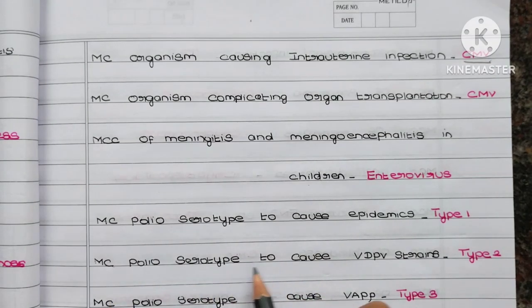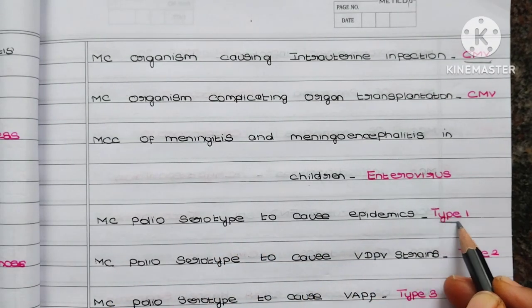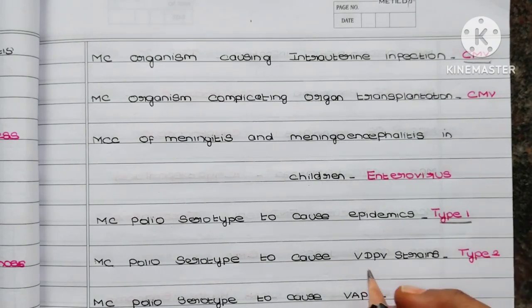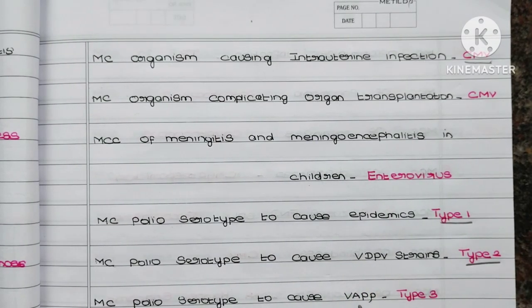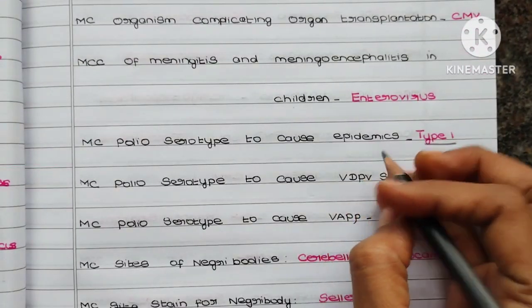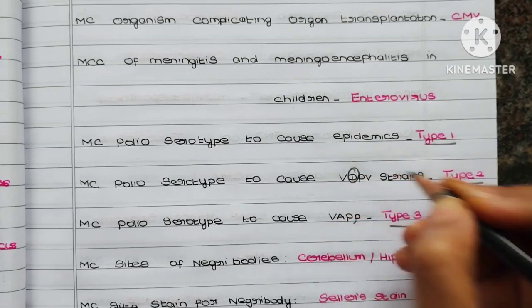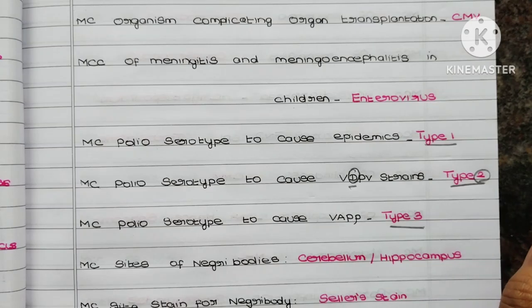Here the most common poliovirus serotype to cause epidemic is type 1, whereas vaccine-derived poliovirus is type 2. Vaccine-associated paralytic polio is type 3. How can you remember this? D stands for double, so vaccine-derived is type 2. Just like D for double, you can remember it that way.